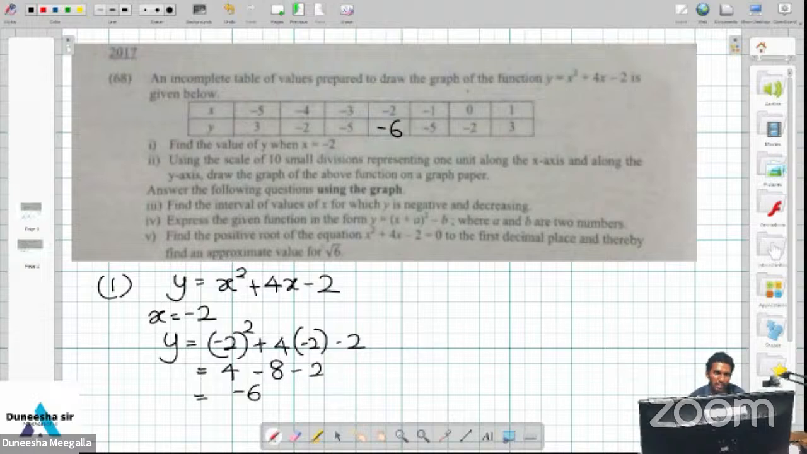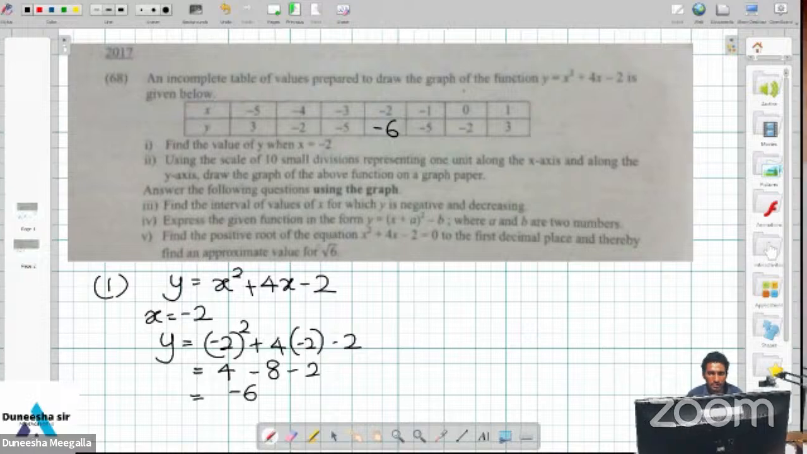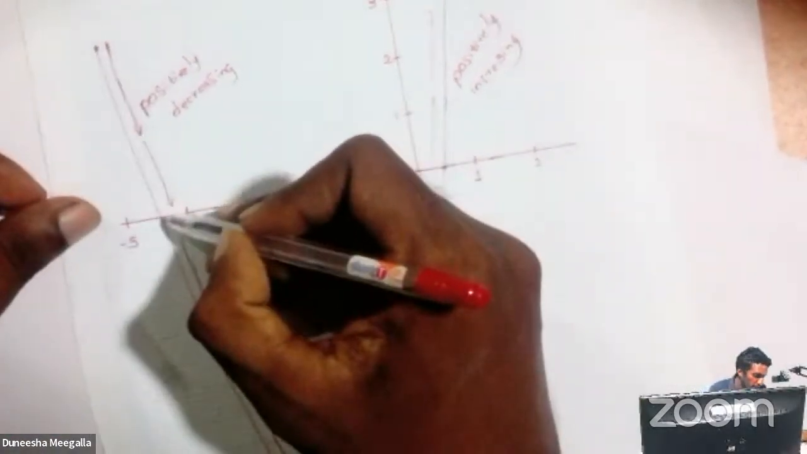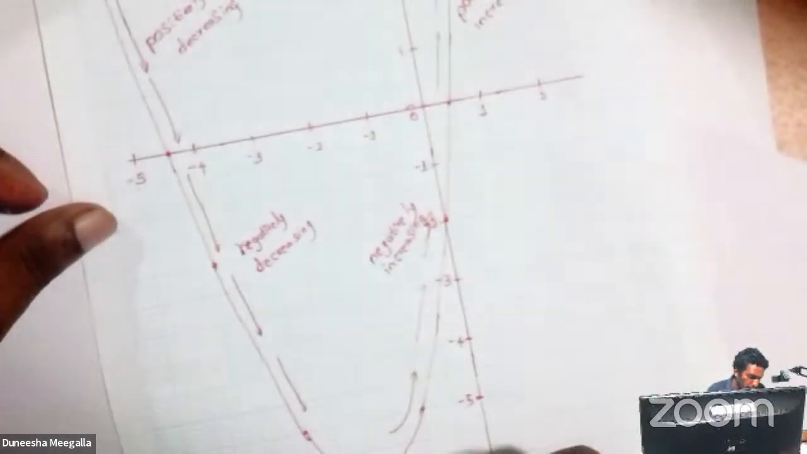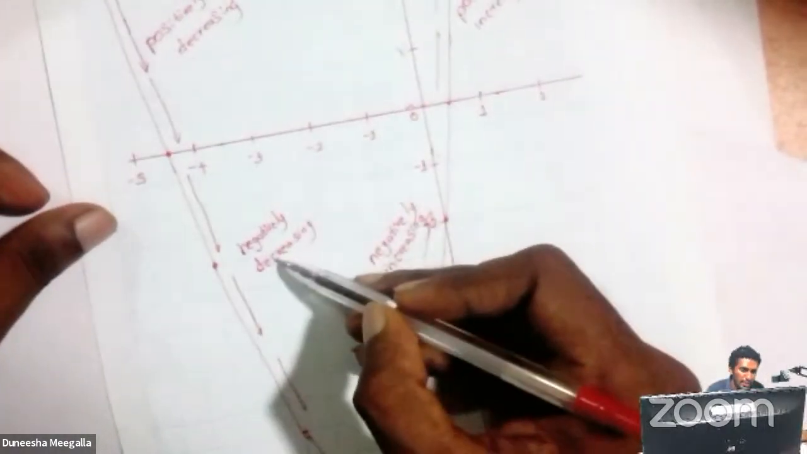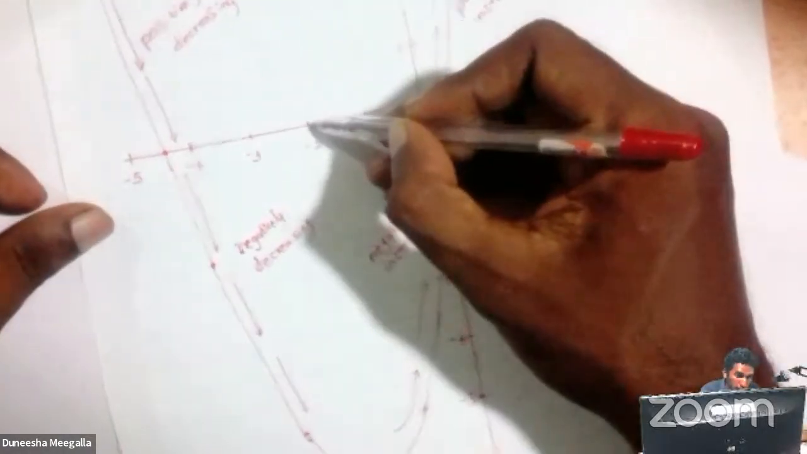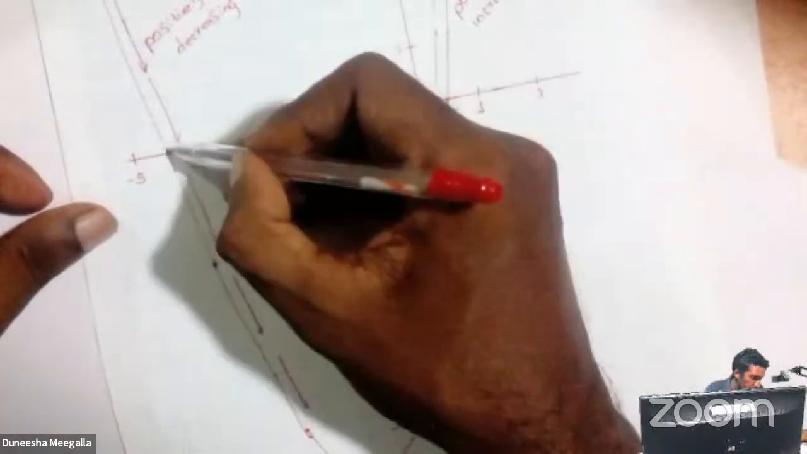Did you mark up the negatively decreasing region? Region එක ලකුණු කරගත්තා නේද සතීෂ්? Yes, sir. Okay. Then I am going to mark up the x values. මොකද වෙන්නේ? Then this point and this point. Negatively decreasing area.